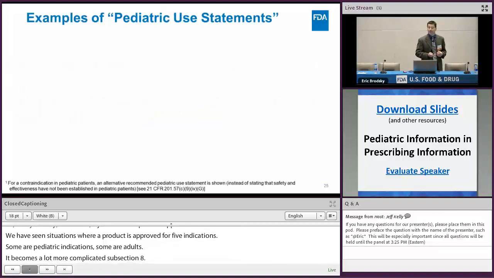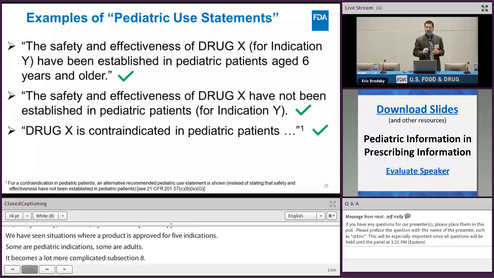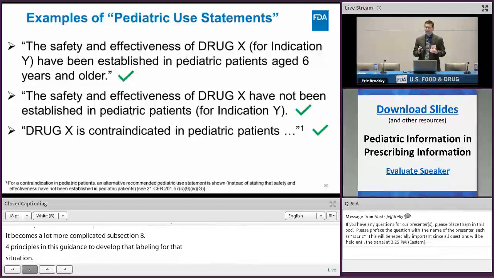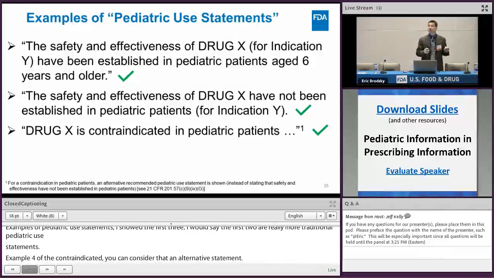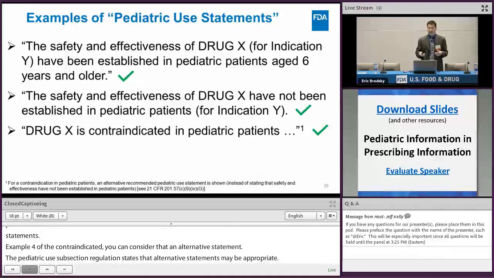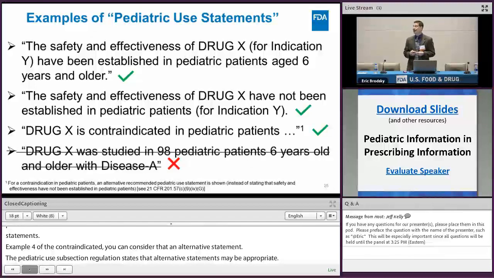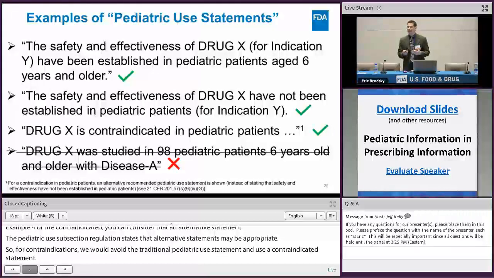So examples of pediatric use statements, I showed the first 3. I would say the first 2 are really more the traditional pediatric use statements. Example 4, the contraindicated, you could consider that an alternative statement. The pediatric use subsection regulation states that alternative statements may be appropriate. So for contraindications, we would avoid the traditional pediatric use statement and use a contraindicated statement. Now, the last example is not a pediatric use statement. It's really more about what was studied. It's not a usage statement.